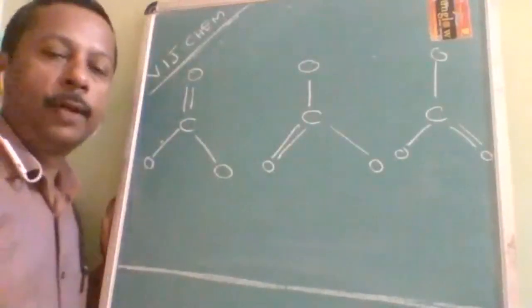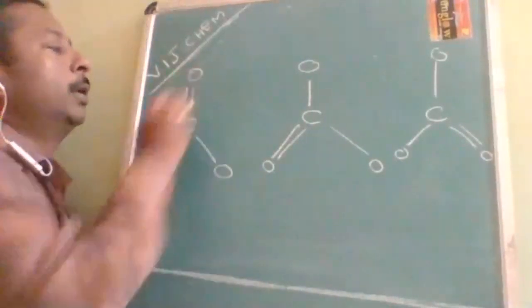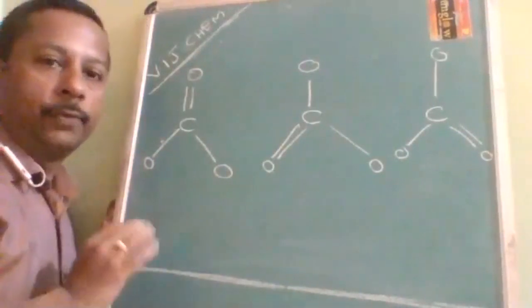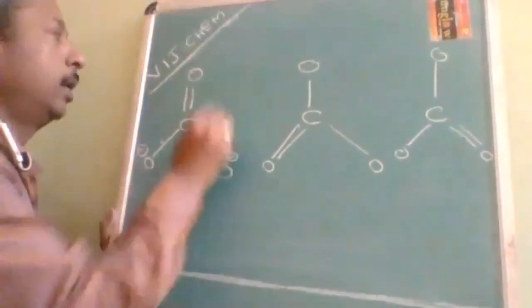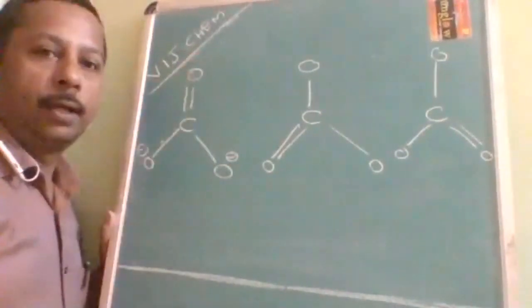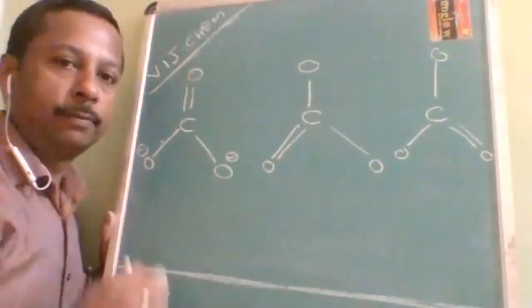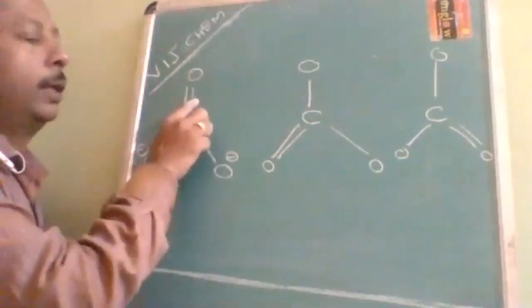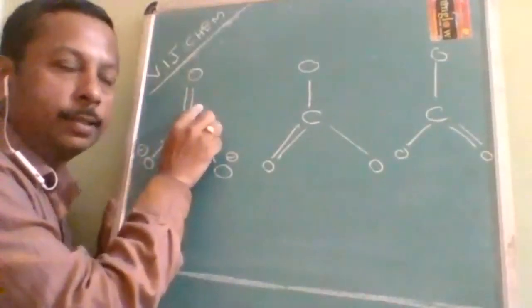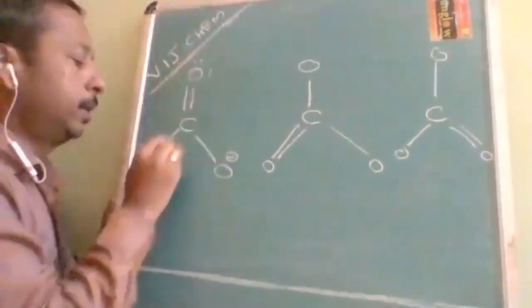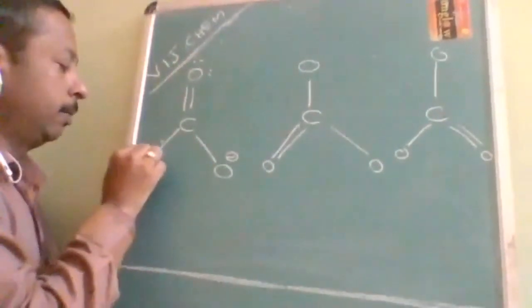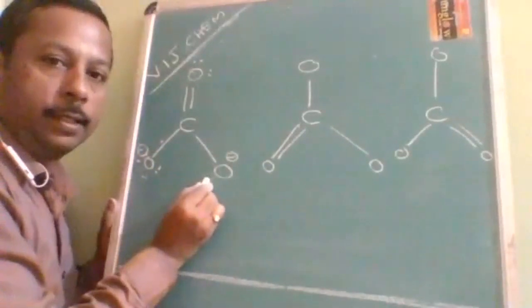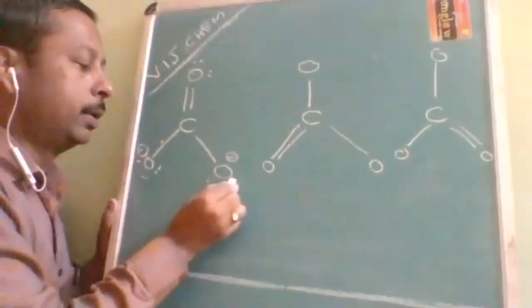Okay. Now if you have to draw the resonating structures, and you are given the structure with the formal charge already given to you, then how to draw the resonating structures from one to another. Here a double bond means two lone pairs. A single bond with negative charge means three lone pairs.